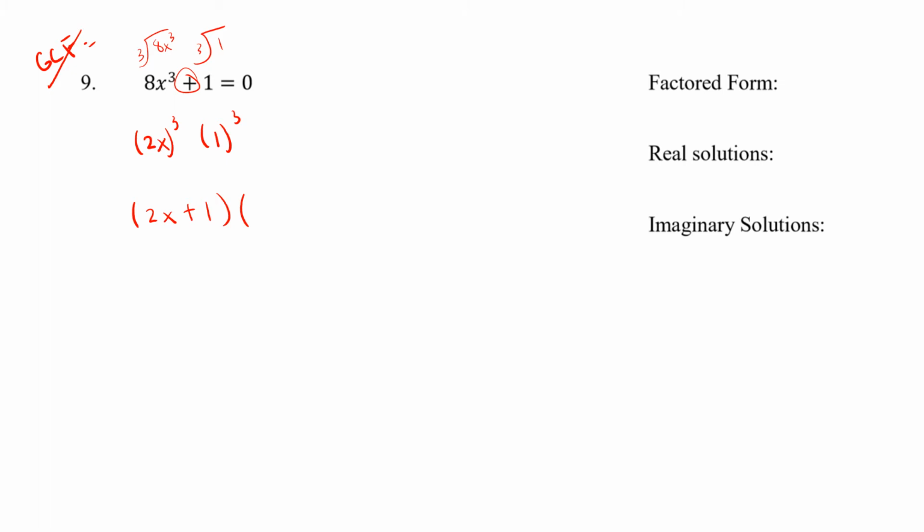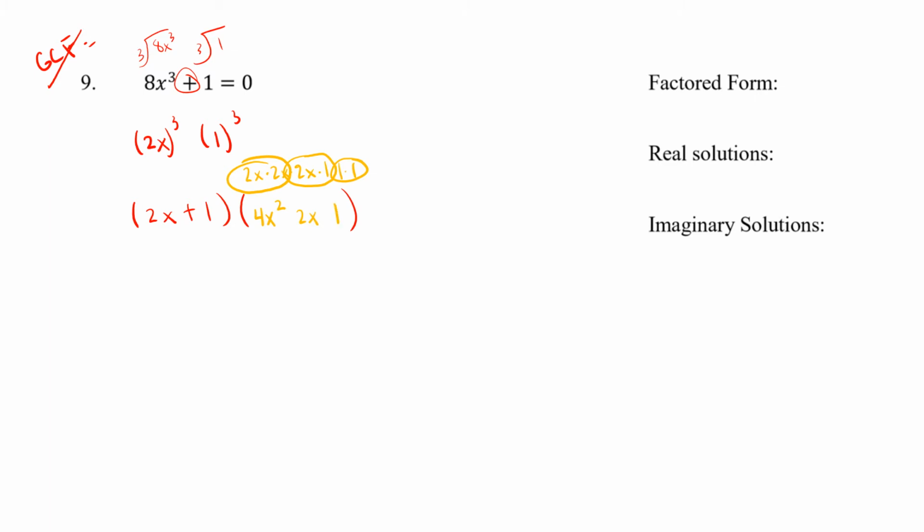To get that second parentheses, that's where we're going to write 2x cubed is 2x times 2x times 2x. 1 cubed is 1 times 1 times 1. Pair those up from left to right. That gives us our second parentheses. 2x times 2x is 4x squared. 2x times 1 is 2x. 1 times 1 is 1.